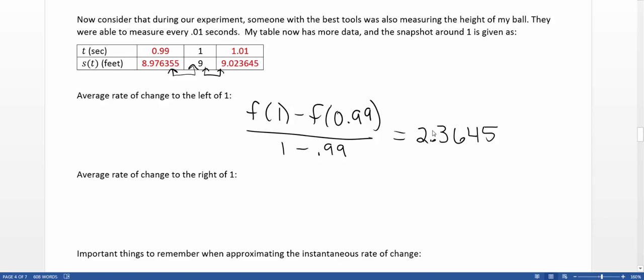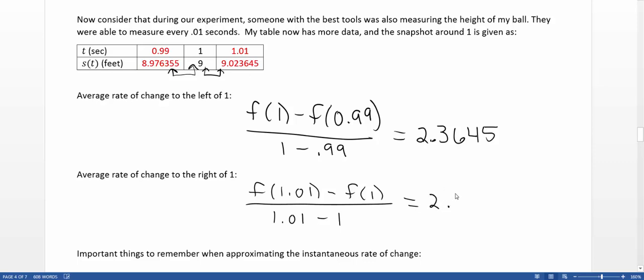I didn't round that. Now, when I do the average rate of change to the right, I'm going to be doing f of 1.01 minus f of 1 divided by 1.01 minus 1. And again, I took these decimals and I crunched them in my calculator very, very carefully. And I got 2.3645.